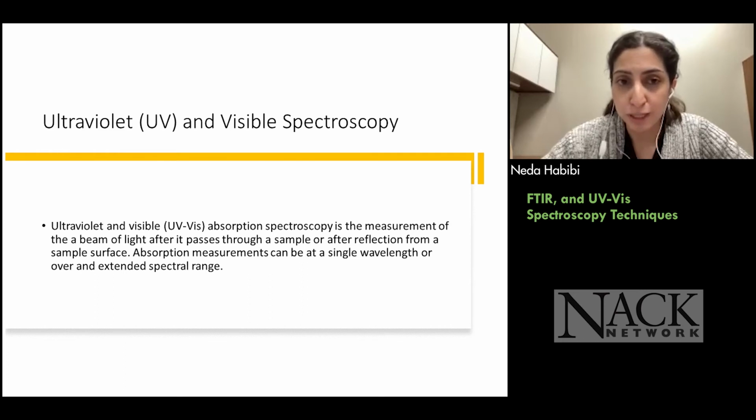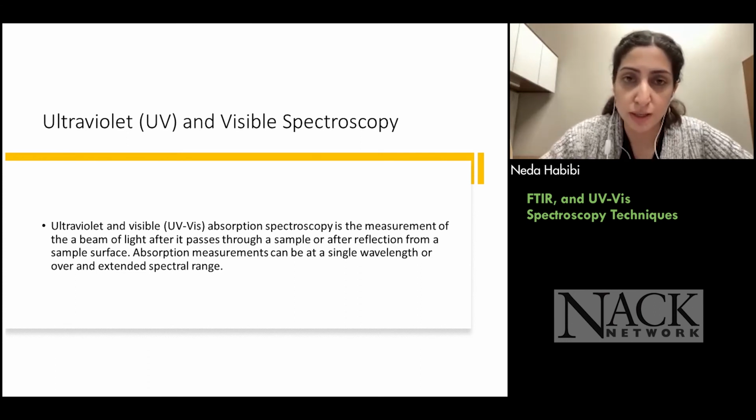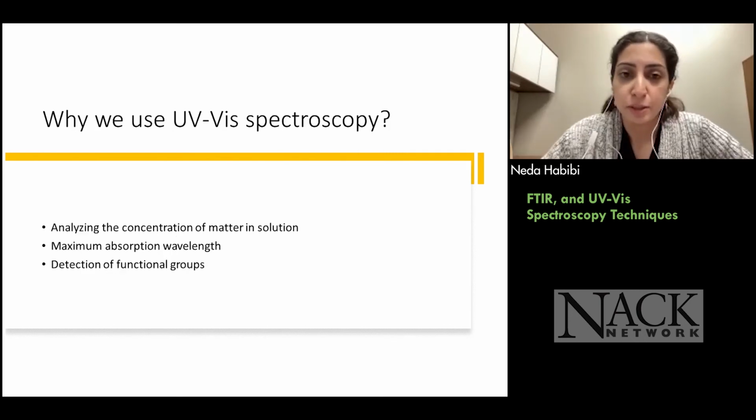How much they absorb that light depends on the concentration of that molecule in the solution. As we have a more concentrated sample, they absorb more of that light. So the light getting transmitted is less, and the instrument is analyzing and measuring the transmittance and correlating that transmittance to absorption, and that absorption is related to the concentration of those molecules in the sample. So why do we use UV visible spectroscopy?